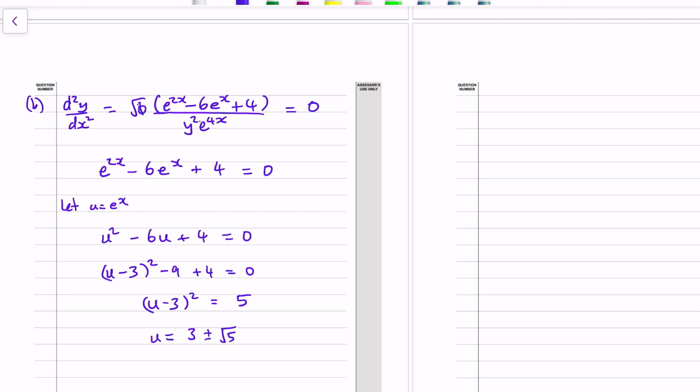u is equal to e to the x, so x is equal to ln of 3 plus root 5. It's not the negative because 3 minus root 5 gives the log of a negative. 3 minus root 5 is 0.76, and if you take the log of that, you get a negative number. We know x is not negative.